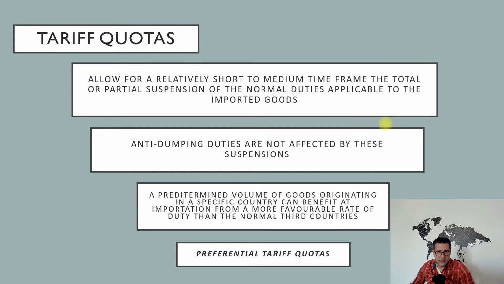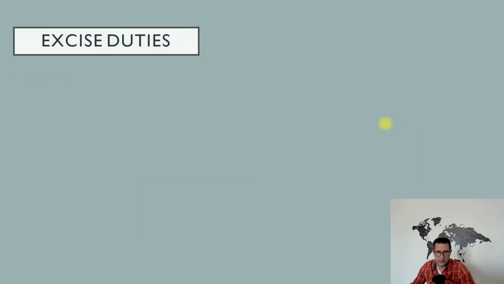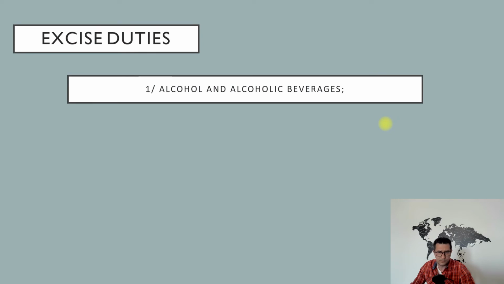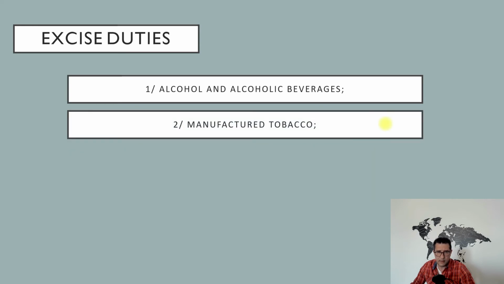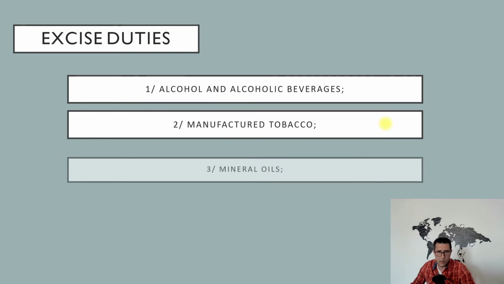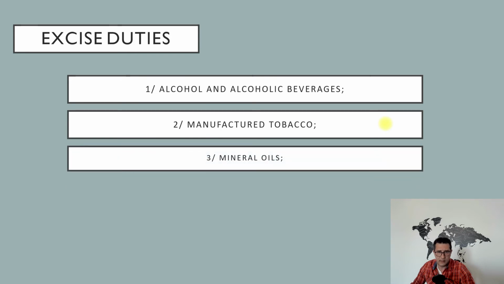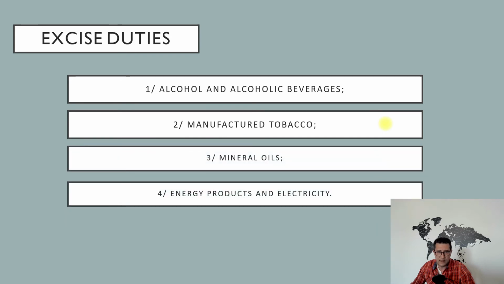And now, with this section also covered, I will move on to the last one, relating to excise duties. Basically, excise duties are imposed on goods that either harm consumer health or pollute the environment. And you have here a couple of product categories that are under the excise duties rule. The first is alcohol and alcoholic beverages. The second, manufactured tobacco. We have mineral oils. And the fourth one relates to energy products and electricity.